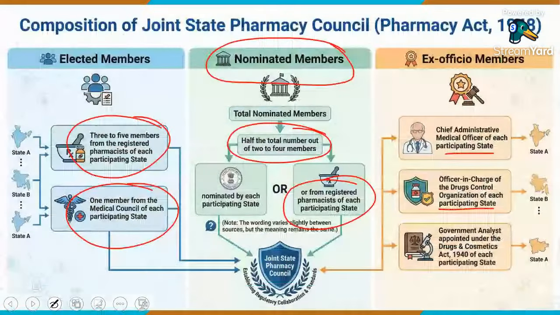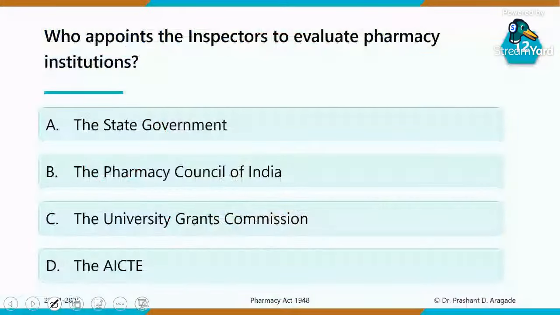Okay, now next question. Who is going to appoint the inspector to evaluate the pharmacy institutions? Whether the state government or PCI or University Grants Commission, that is UGC, or the AICTE.